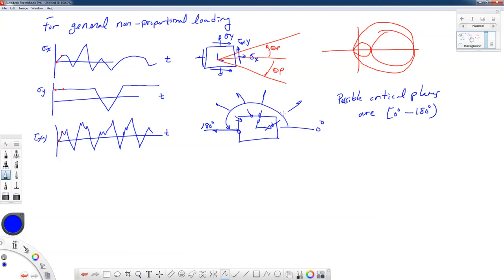So for example, if we do every 10 degrees for a potential critical plane, we would have 18 planes from 0 to 180 degrees. If we do every 5 degrees, we would have 36 potential critical planes that we would resolve the stresses on using stress transformations and calculate our fatigue damage. And I'm saying stress, but fatigue damage parameters may also depend on strain as well as stress, so we may also have to resolve our strain as well. Let's say we're going to do every 10 degrees.